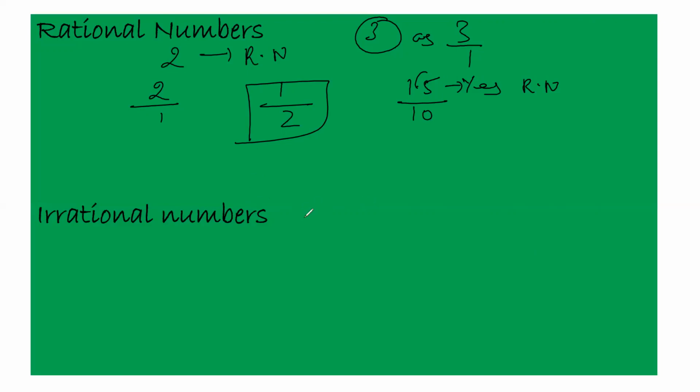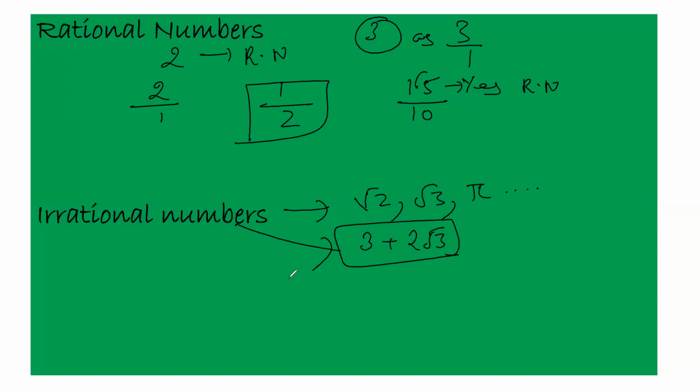Now moving towards the irrational numbers, everyone. Irrational numbers are those which are not in the form of P by Q, like root 2, root 3, pi, and so on, which are like the prime numbers, you can say. They are the irrational numbers. Or you can say 3 plus 2 root 3. This is also an irrational number. Okay, 3 under root 3 is irrational.